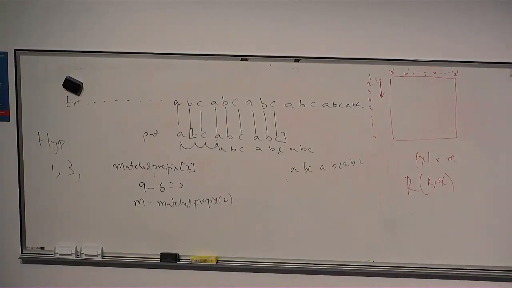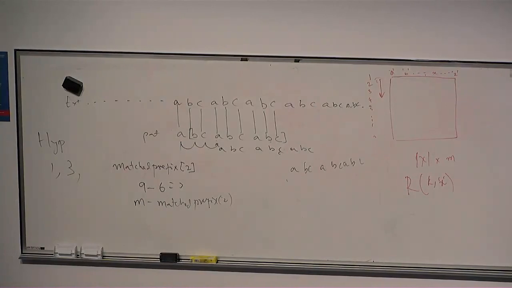SP is the longest proper suffix of 1 to I that matches the prefix of the same length, so the yellow boxes are of the same length. The characters that come after them are different, okay? Now, that's what that condition means. Now, why do I care? I'll come back to this slide in a bit.